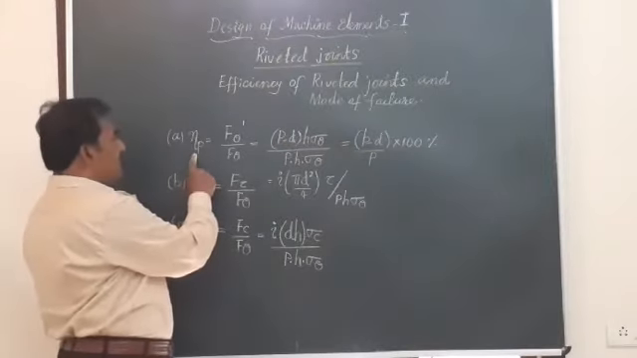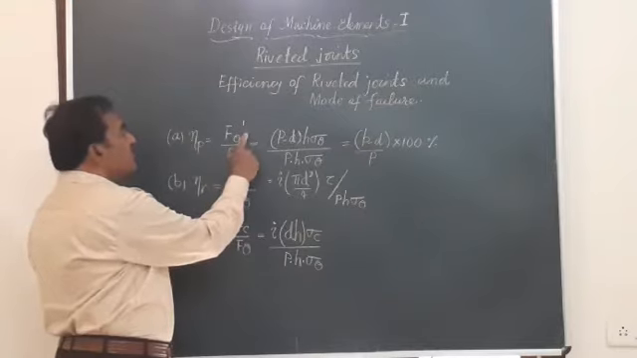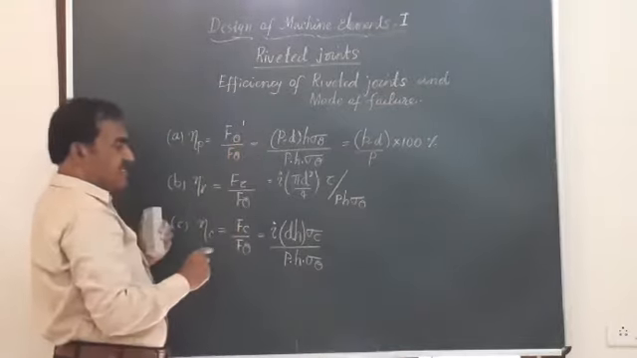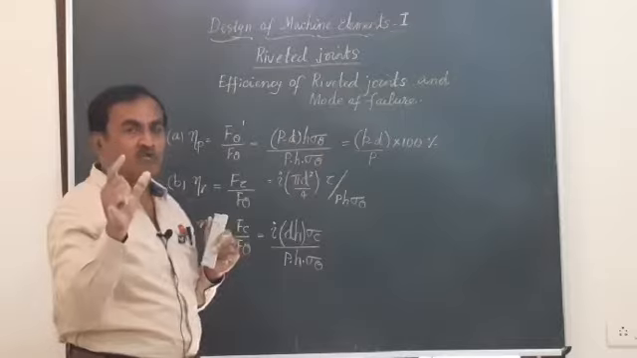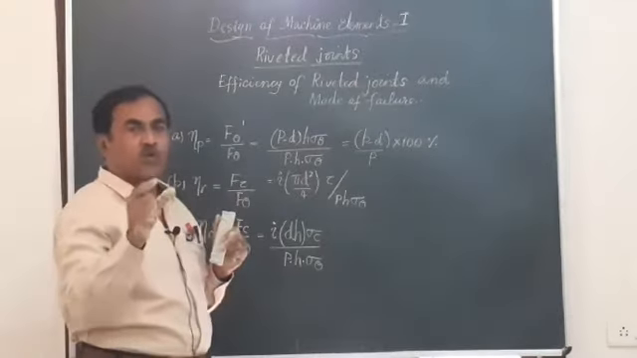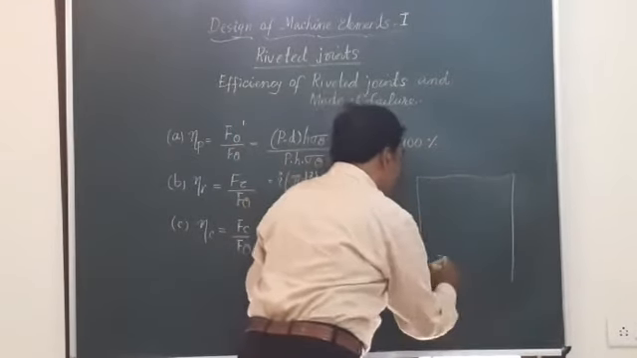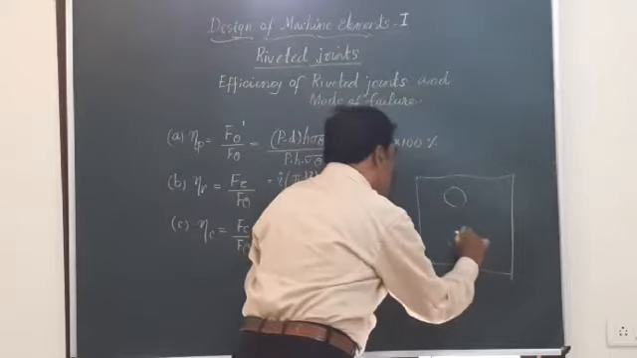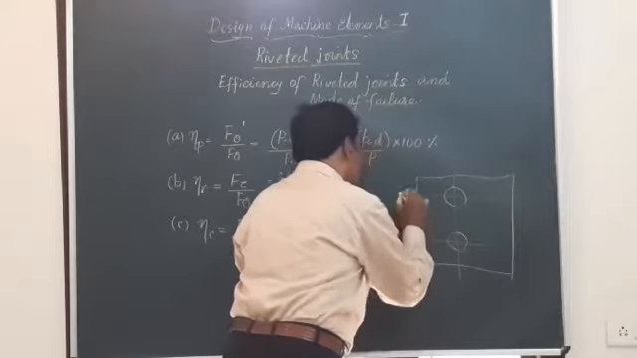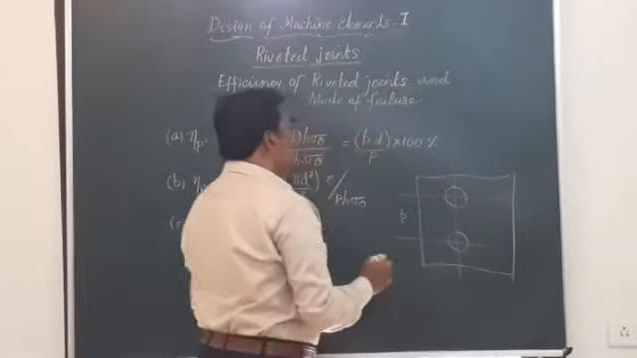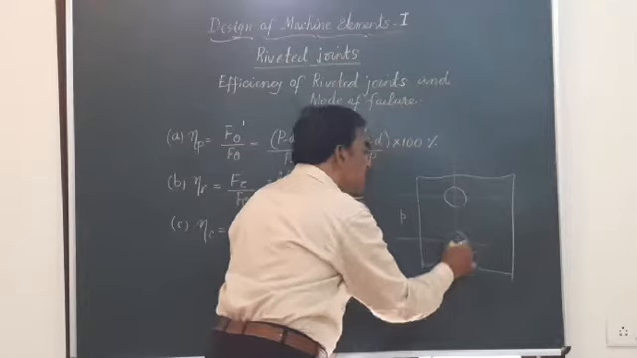One is called eta P, that is called the plate efficiency, which is the ratio of F theta dash to F theta. This F theta dash is the strength of the perforated plate, or plate with a hole, in one pitch length. For example, if you take one pitch length, suppose you have got a row of rivets like this, and if you take one pitch length here, friends, the F theta dash will be the strength of this perforated plate.